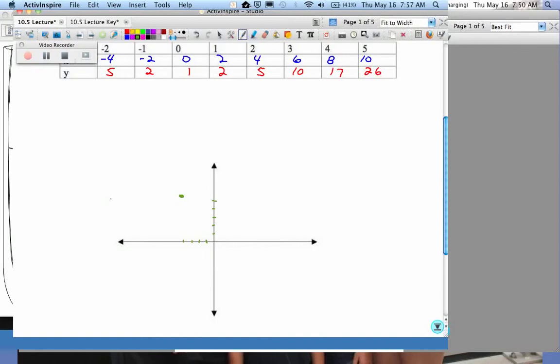The next one is at -2, 2, which would be about right there. The next one is at 0, 1, 2, 2, 3, 4, 5. What's next? 6. 10 would be about up there somewhere.